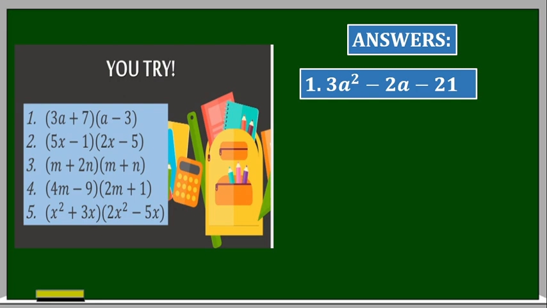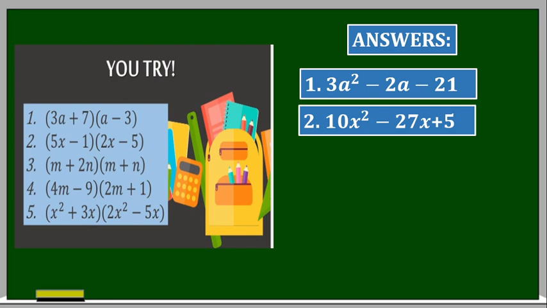Next, number 2: quantity 5x minus 1 times quantity 2x minus 5. For F, we have 10x squared, 5 times 2. For OI, we have negative 25x and negative 2x, so that is negative 27x. And for L, we have negative 1 times negative 5, which is positive 5. So that's the product of number 2.